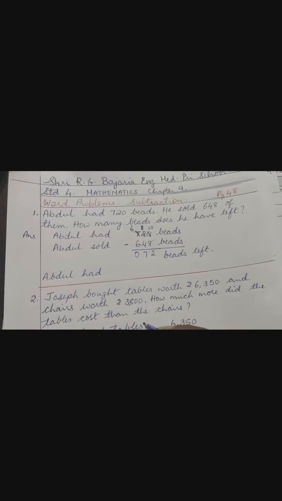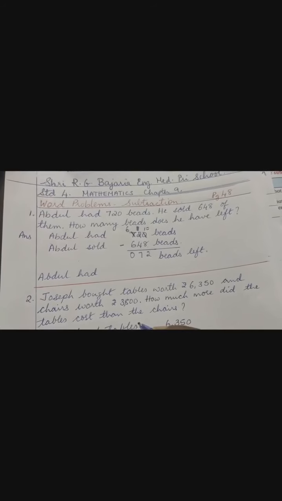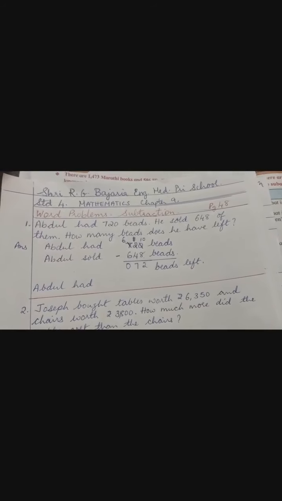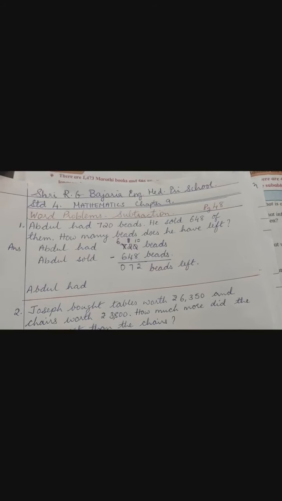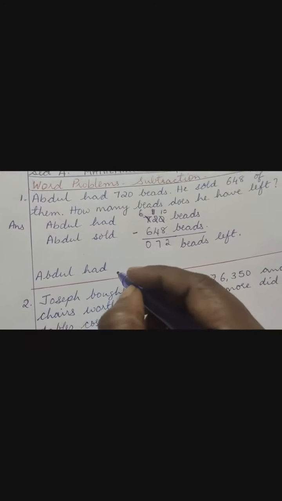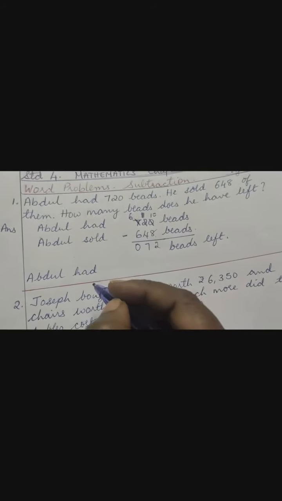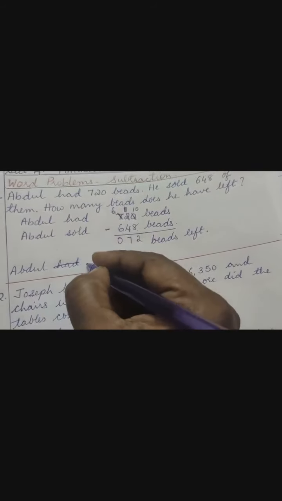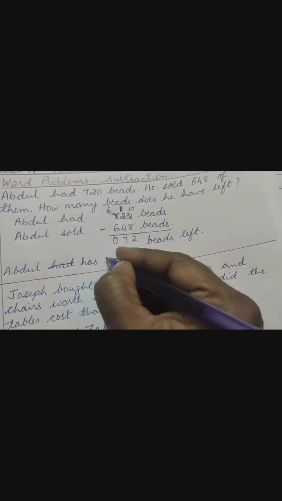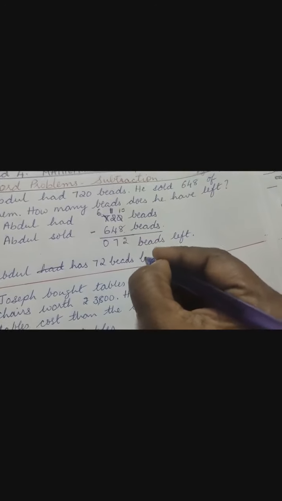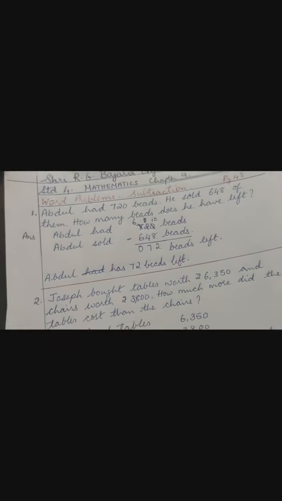So what is the answer? He had 720 beads, but now he has only 72 beads left because he sold 648 beads. So here the answer will be Abdul had. No, we do not want to know what Abdul had. Now we want to know what he has left. So we will say Abdul has 72 beads left. That is our answer.